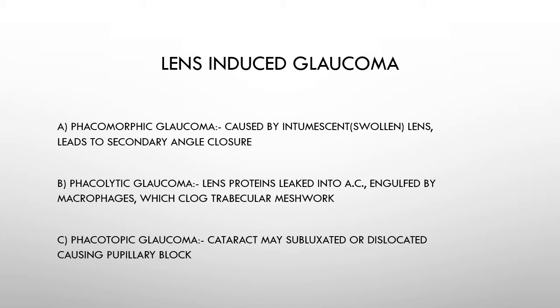The third is phacotopic glaucoma. Here the cataract may subluxate or dislocate, causing pupillary block. It occurs in the sclerotic hypermature cataract where zonular support is gone. The cataract may subluxate or dislocate in the pupillary area, causing pupillary block, and that causes phacotopic glaucoma. So these are the three types of lens-induced glaucoma.